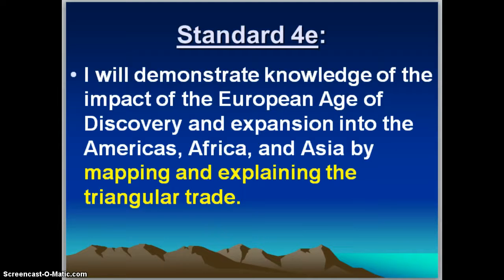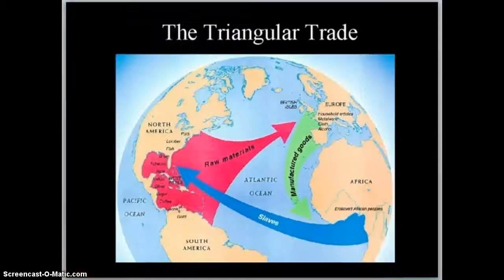All right, so Standard 4E, you're going to be able to map and explain the triangular trade. So what is the triangular trade? Here is a map that shows you. A triangle has three sides. So we're going to have one side that goes from the Americas to Europe, one side that goes from Europe to Africa, and the last side that goes from Africa to the Americas.